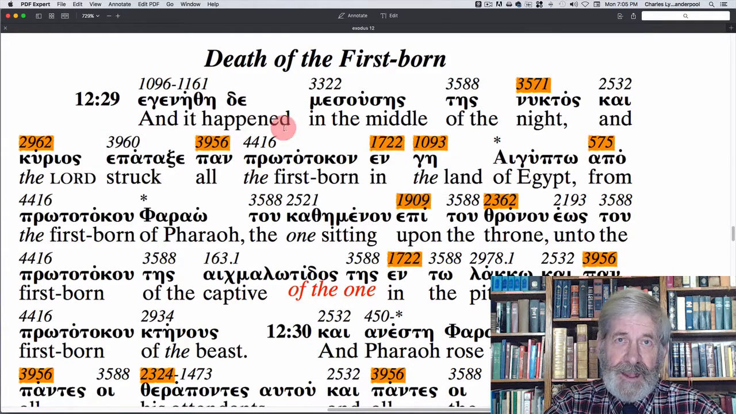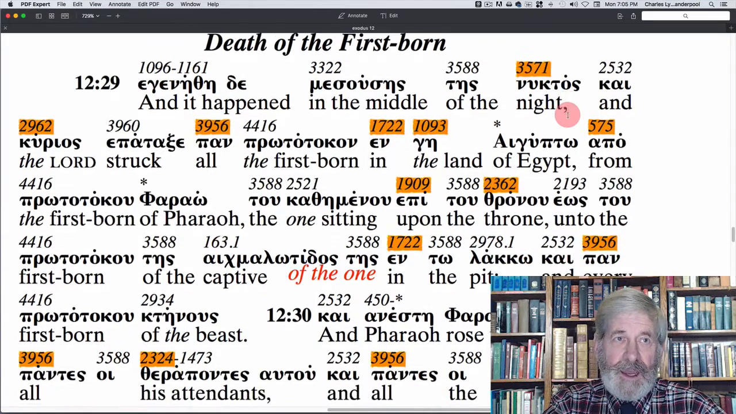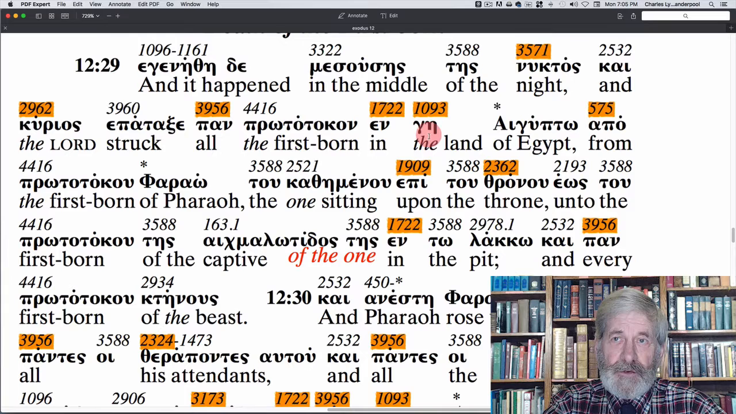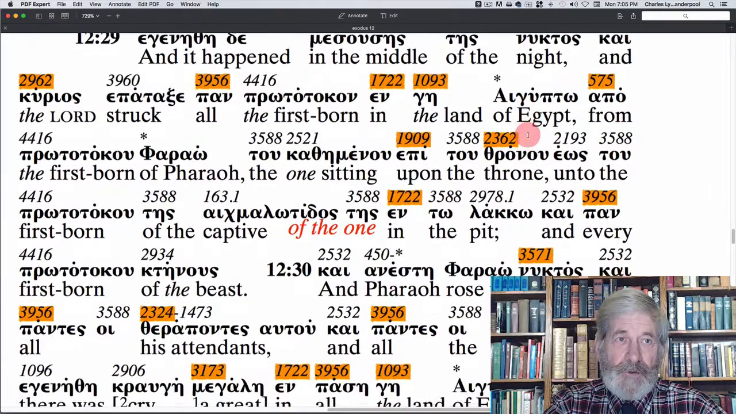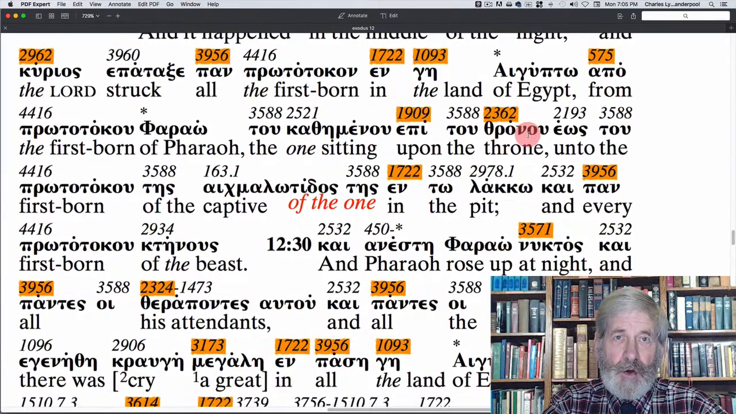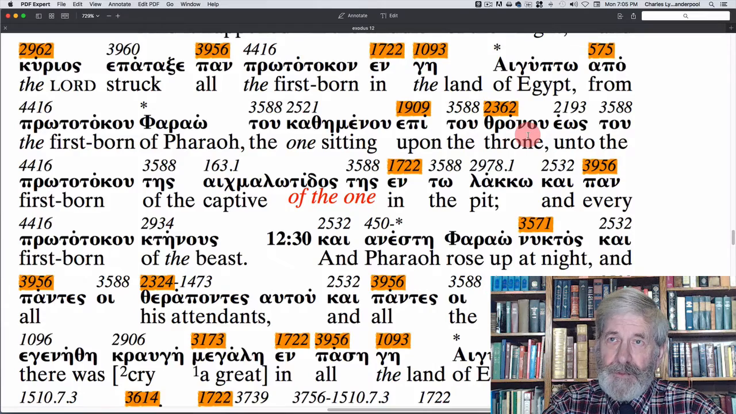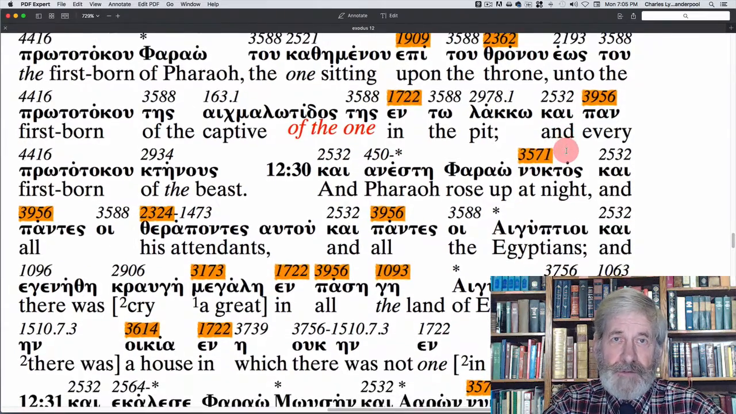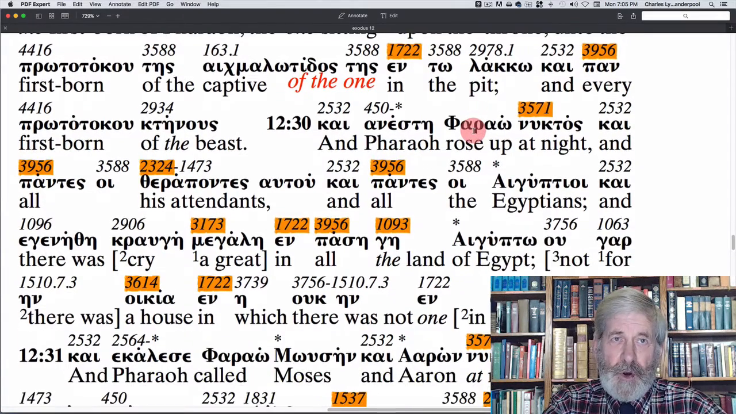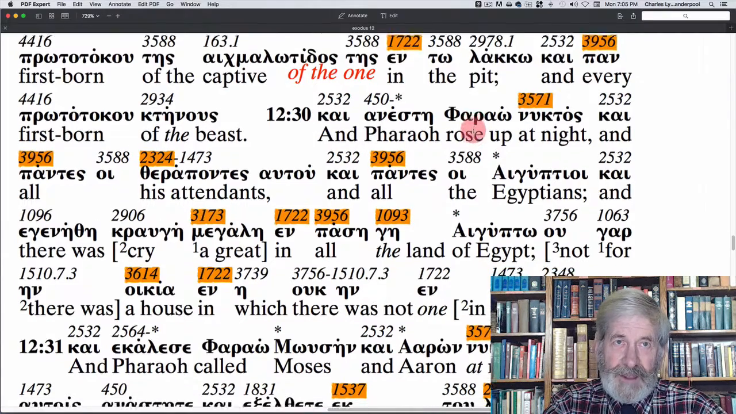In verse 29, it happened in the middle of the night, and the Lord struck all the firstborn in the land of Egypt. Kyrios struck all the prototokon in the land of Egypt, from the firstborn of Pharaoh, the one sitting upon the throne, thronu, transliteration, unto the firstborn of the captive, the one in the pit, slaves, and every firstborn of beast. Now, the beast, animals.